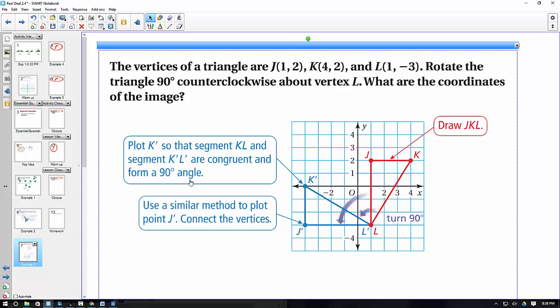And that's how you figure out, because it's got to be congruent. It's got to be exactly the same size. I'm not changing that, I'm just changing the rotation.